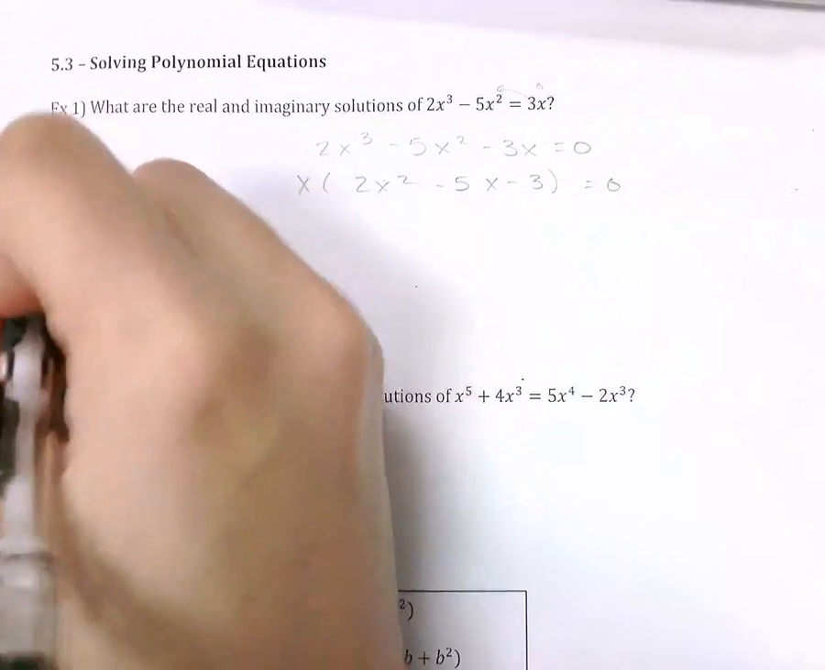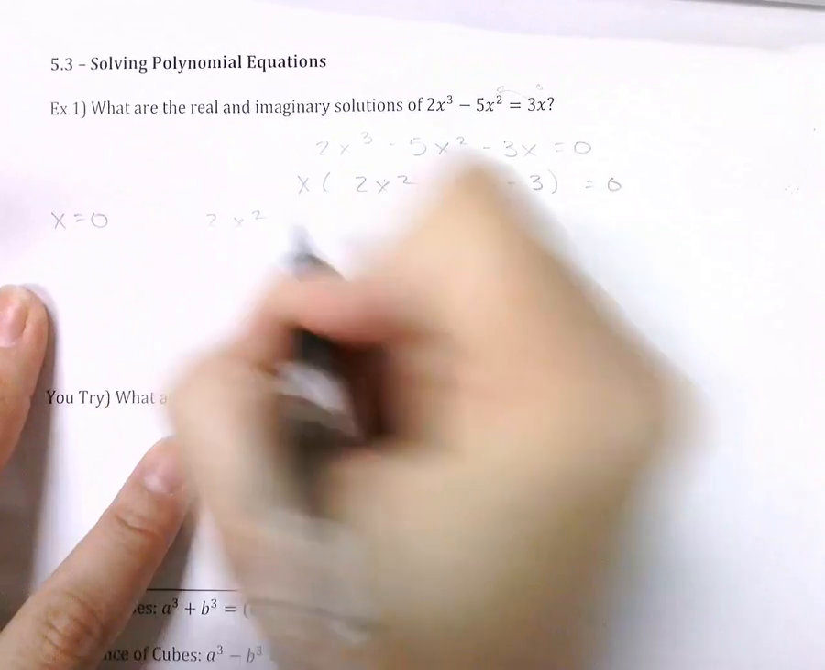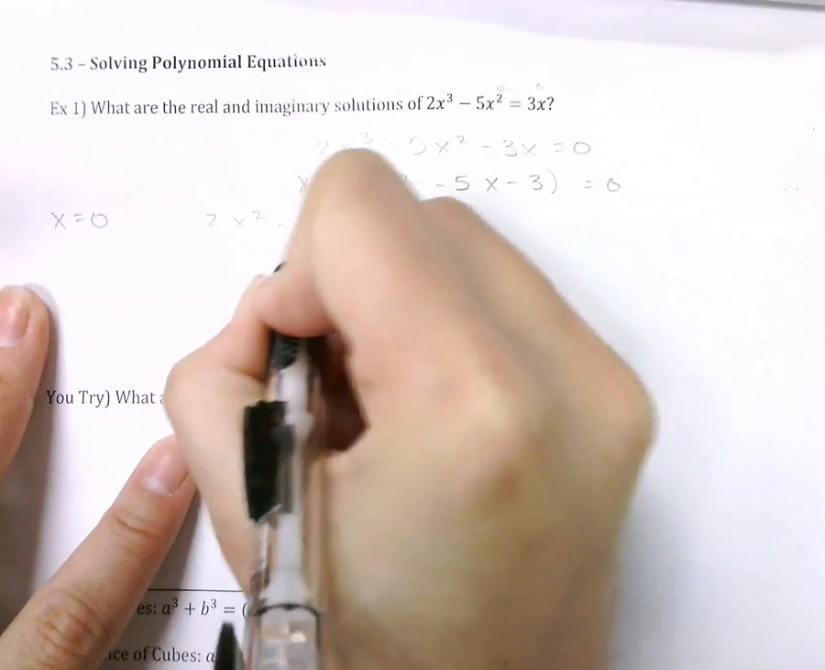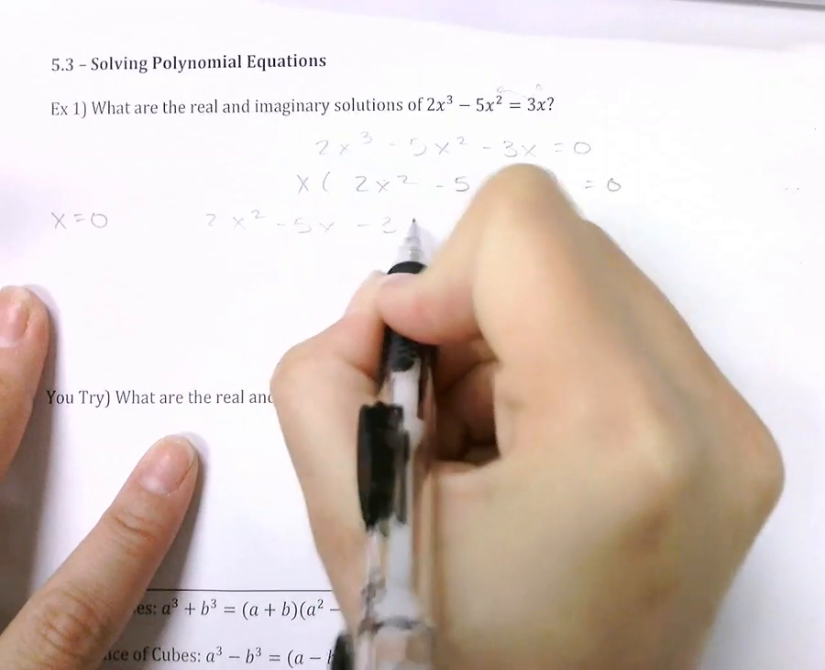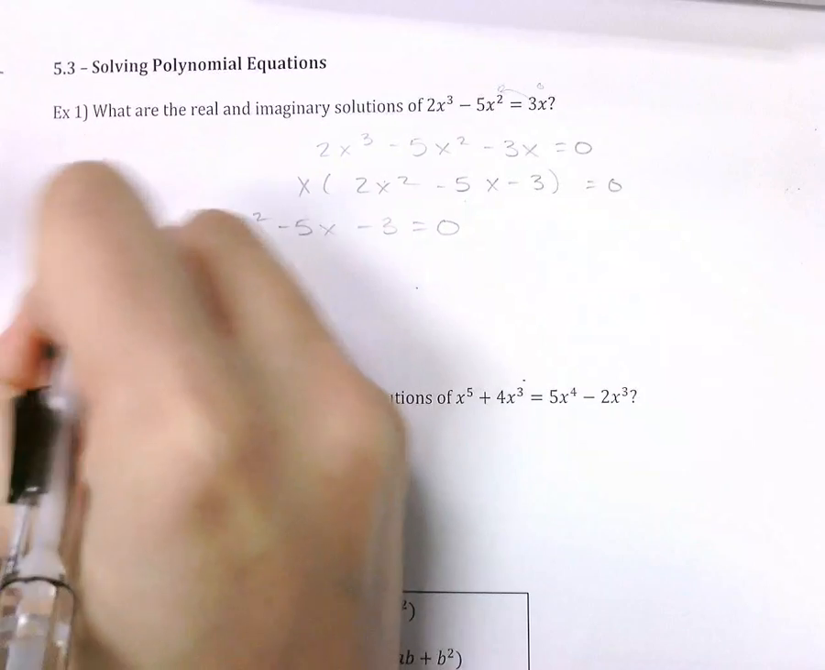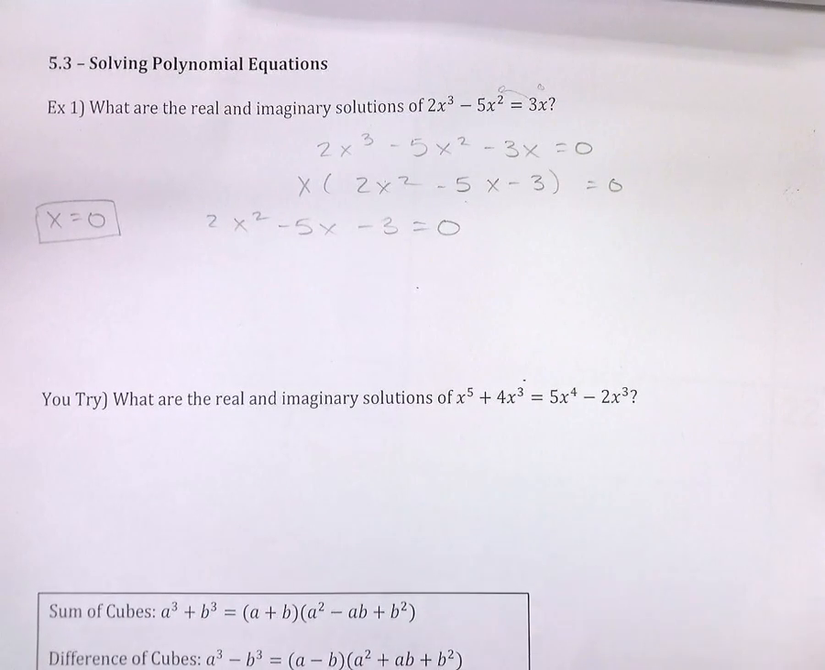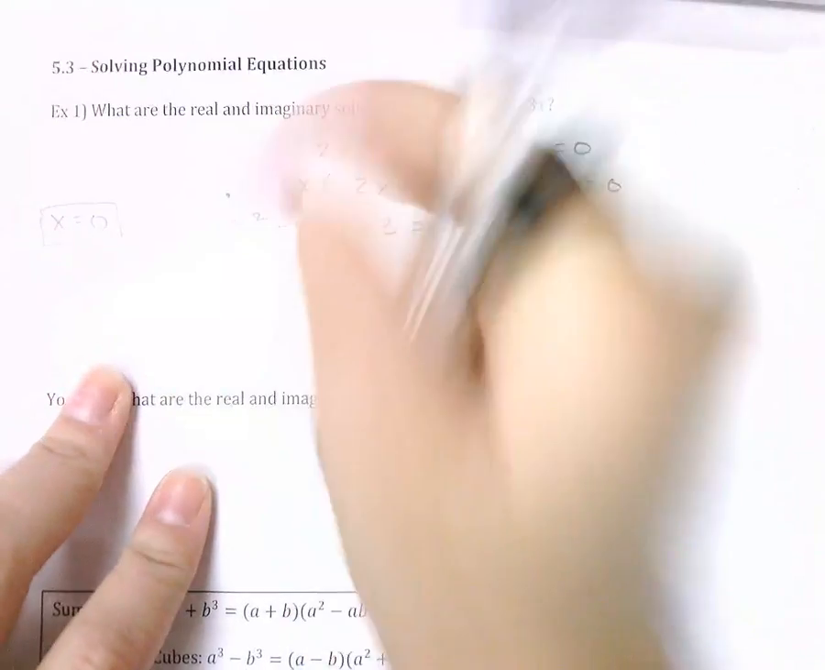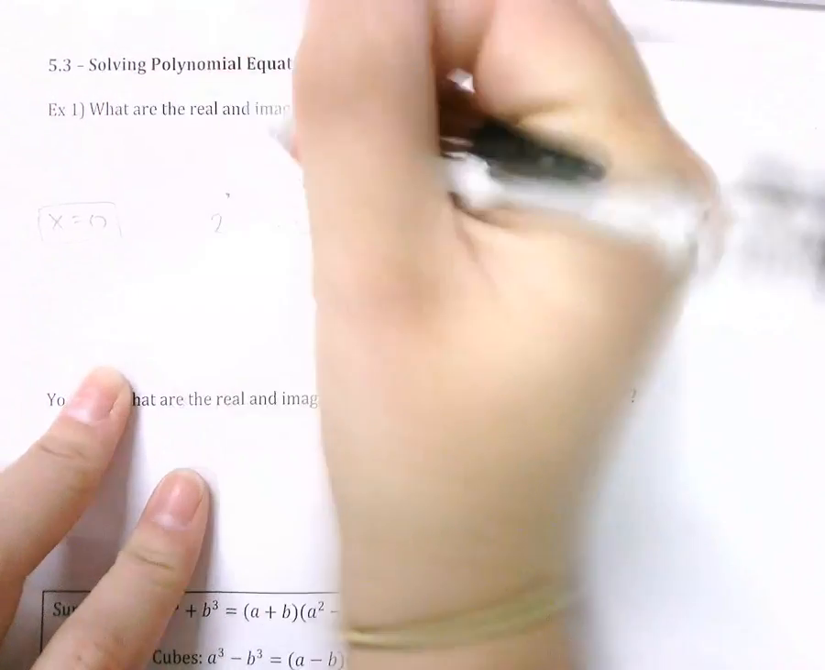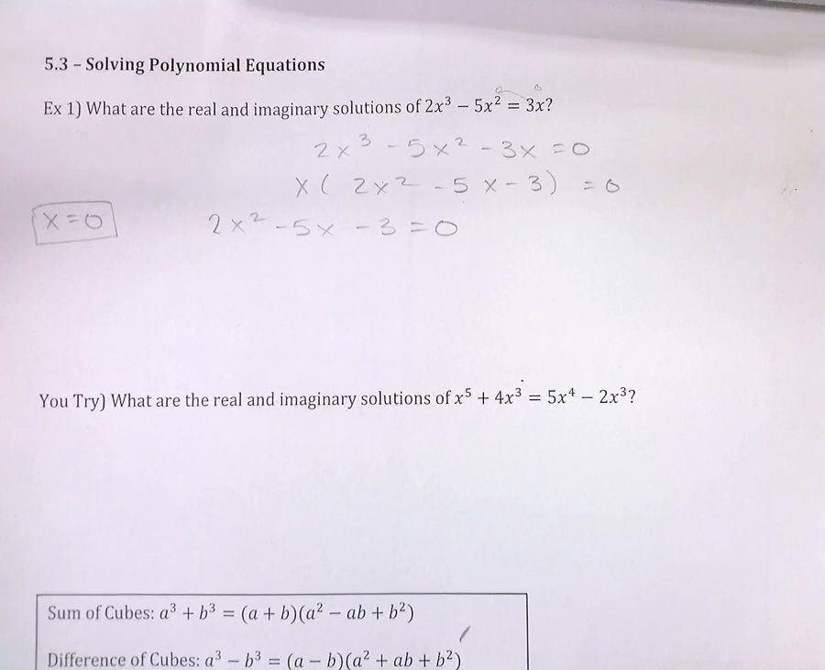So before I do that, I'm just going to split this up. We have x equal to 0 and we have 2x squared minus 5x minus 3 equals 0. So that's our zero product property, and we have one solution already. And then this quadratic you can solve however you want.